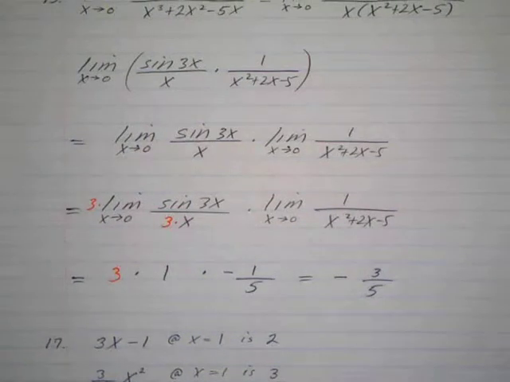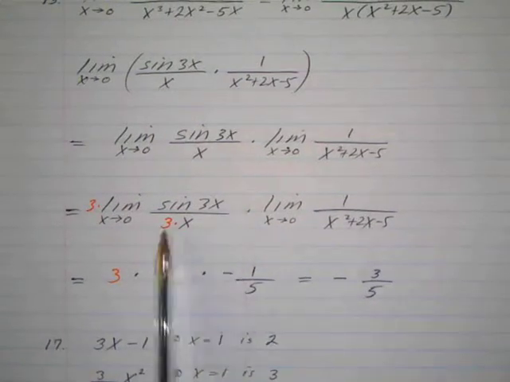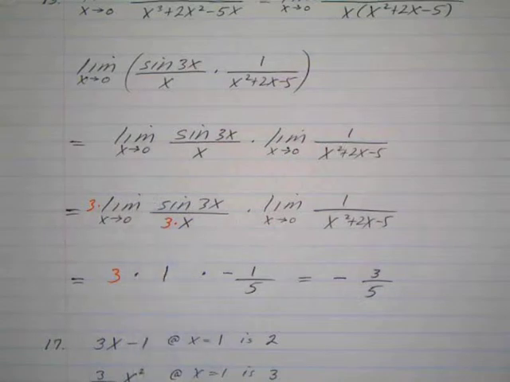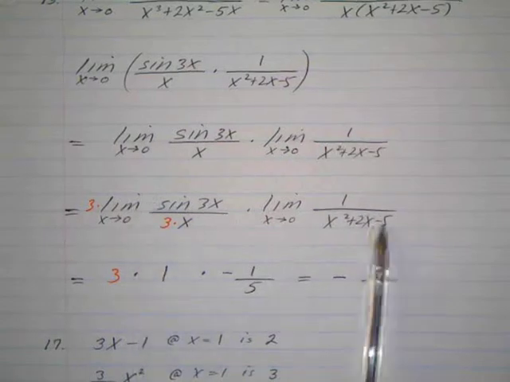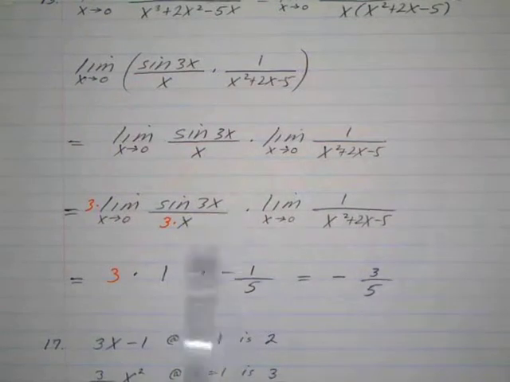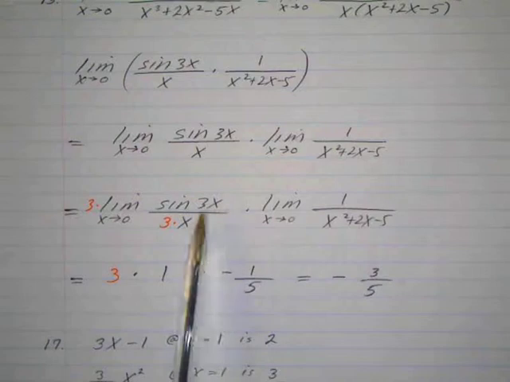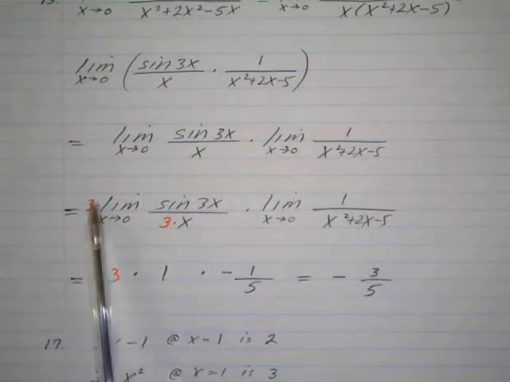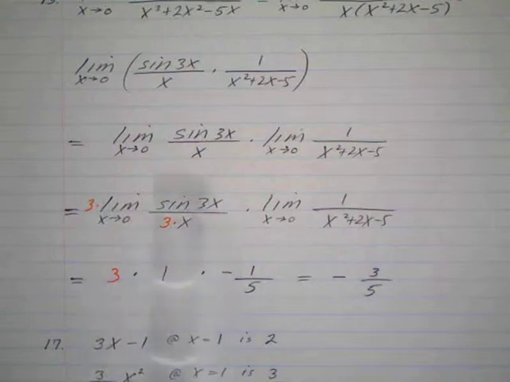So I combined some steps there, if that doesn't bother you. I put a 3 in the bottom there, and I had to put a 3 in the top, and I could bring that out front. And then I have just this limit here. Well, I know that this limit as x approaches 0, we've proved that by using tables and graphs, the sine of something over that something, the limit as x approaches 0 is 1. So I've got this 3 times this 1.